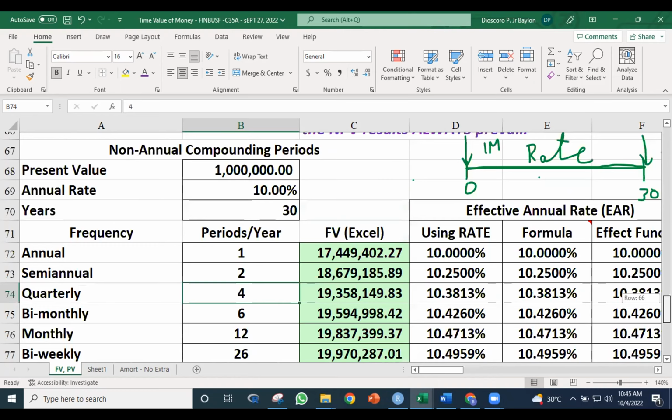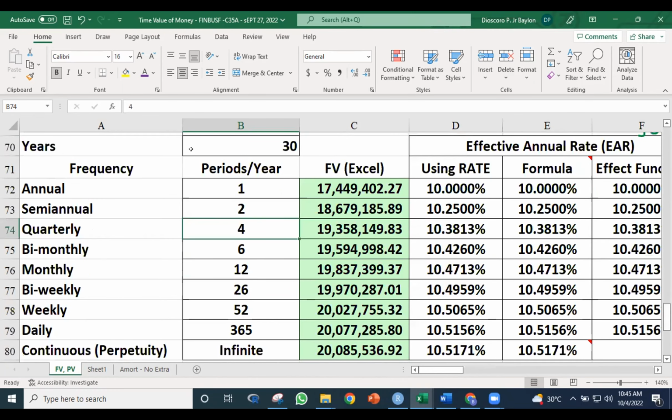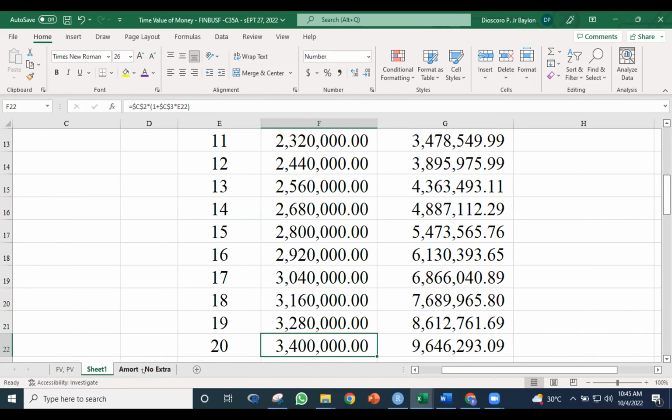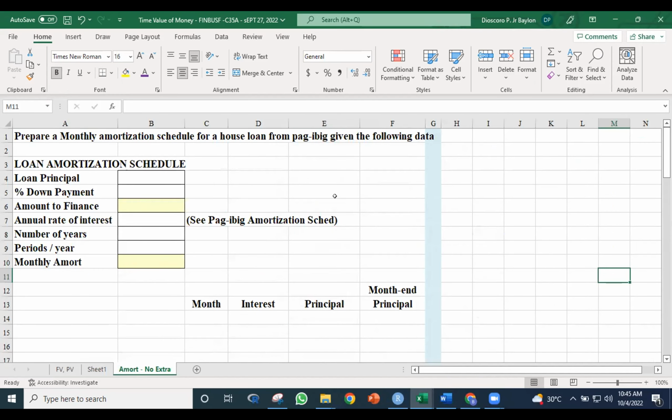And for today, we learned how to compute the future value for non-annual compounding. We learned how to compute the effective annual rate. And we said that the effective annual rate will, of course, be higher for non-annual compounding as compared to annual compounding. So for next meeting, class, what we're going to do is learn how to amortize, to do an amortization table.